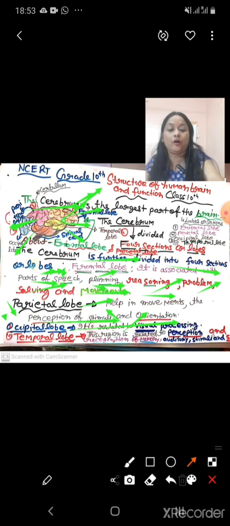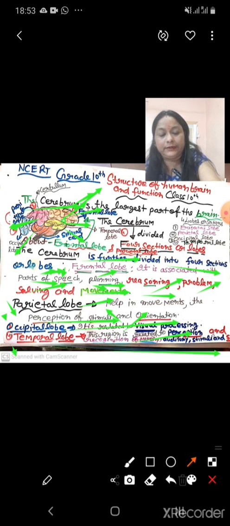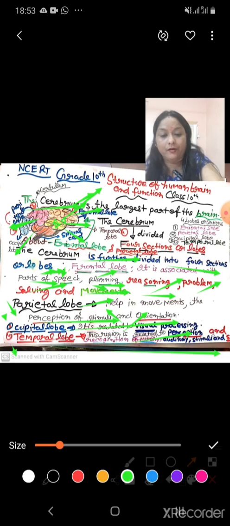Next, we will take the temporal lobe. The temporal lobe handles auditory perception and recognition of memory and auditory stimuli. The temporal lobe sits behind the ears and is the second largest lobe. You can see this on your screen.